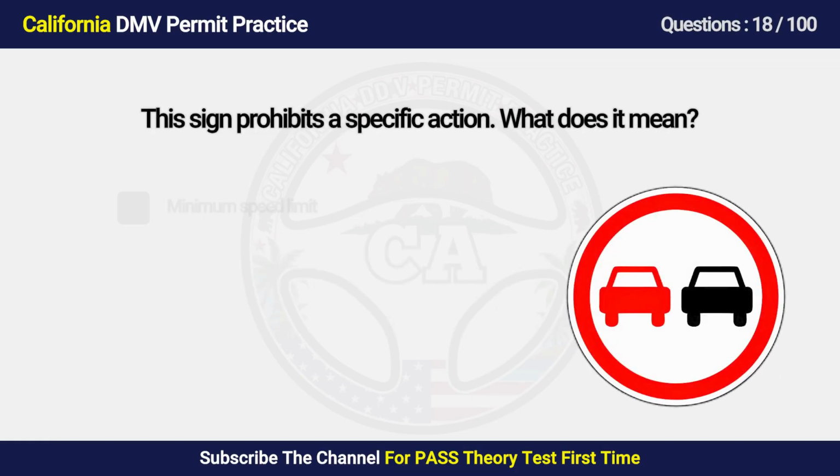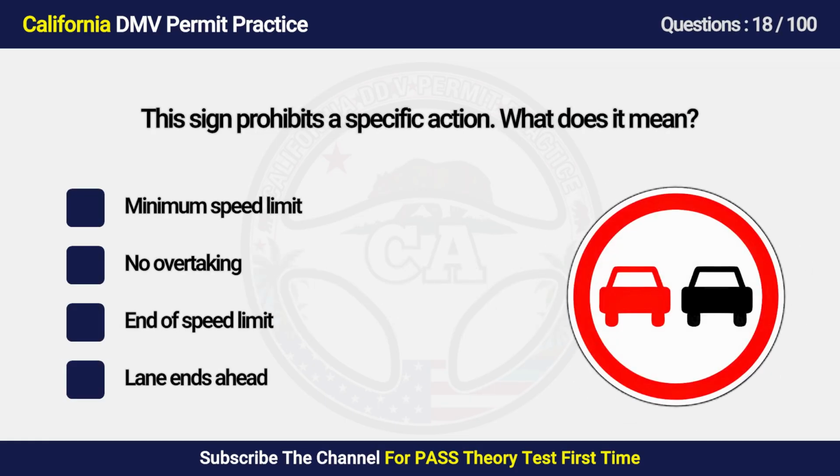Question 18. This sign prohibits a specific action. What does it mean? A. Minimum speed limit. B. No overtaking. C. End of speed limit. D. Lane ends ahead.